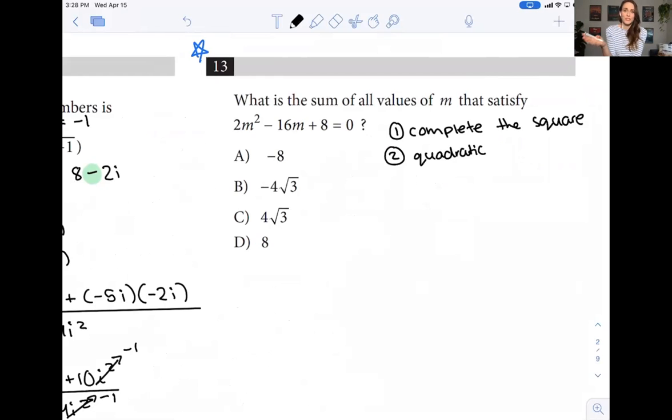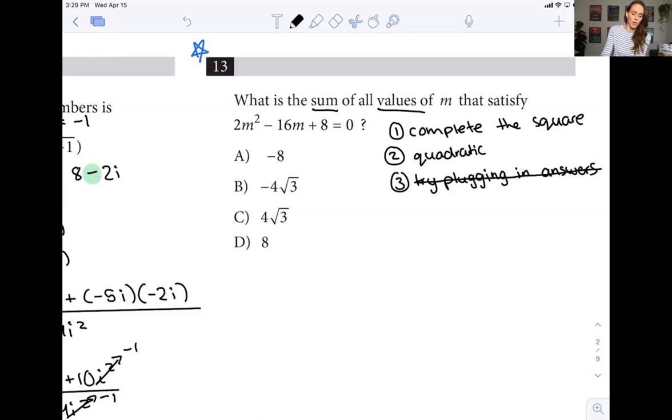The third way, which I said there's two ways, right? Because I don't really recognize the third way as a real way for this, because it says the sum of all the values of m would equal this, would be to try plugging in answers. And that I would not advise for this, because they want to know the sum of the values of m that satisfy it. So my preferred way will always be to complete the square. Maybe like one SAT math question out of 1,000, I would opt for the quadratic formula instead of completing the square. Most of the time, completing the square will just be way, way easier.